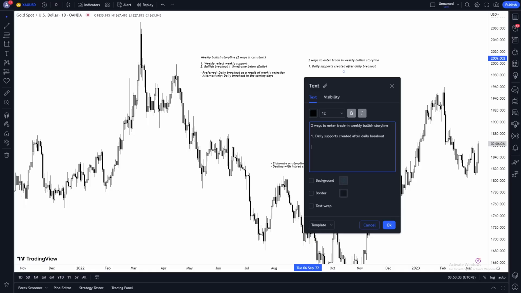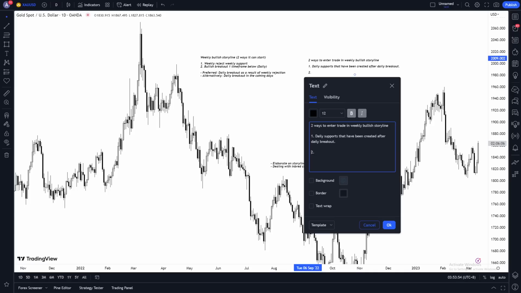Okay, so again, now let's talk about that. Two ways to enter a trade in weekly bullish storyline. Daily supports, we can enter from the daily supports that have been created after the daily breakout. Okay, that's the first way, right?